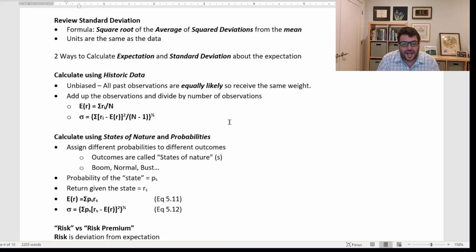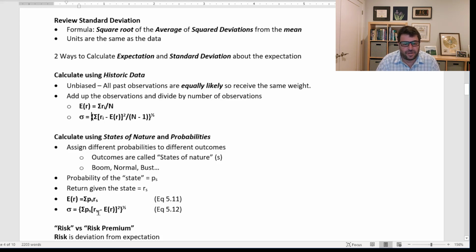So I might have different outcomes, and using the statistical language, we call these states of nature. It might be that I have a boom and a normal and a bust, or I might have war or no war, or I might have famine or no famine, a number of different possible states of nature. And so for each state of nature, I have a probability of a state of nature, and these of course must sum to 1, and then I have a return given that state. And so now to compute the expected return, I take the return given the state times the probability of the state, and then I sum across all the different possible states of nature.